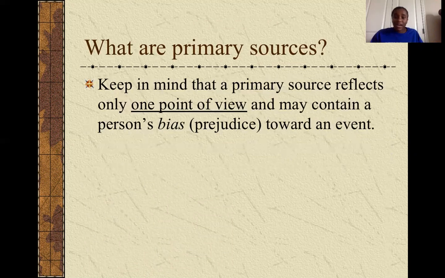So keep in mind that primary sources reflect only one point of view. So it only reflects that person that saw it or that was there, or the person that they knew that was there. So it only has one point of view, and it may contain a person's bias, or prejudged bias towards an event. So bias, that's one of our vocabulary words for today. Bias means you're swayed towards one end of the spectrum or another.